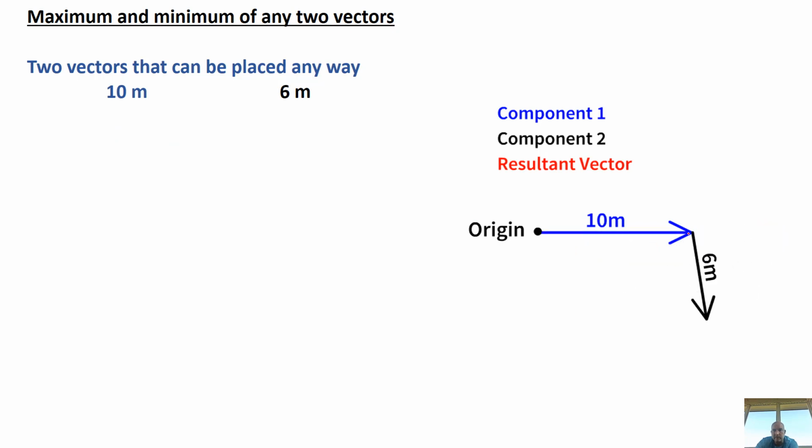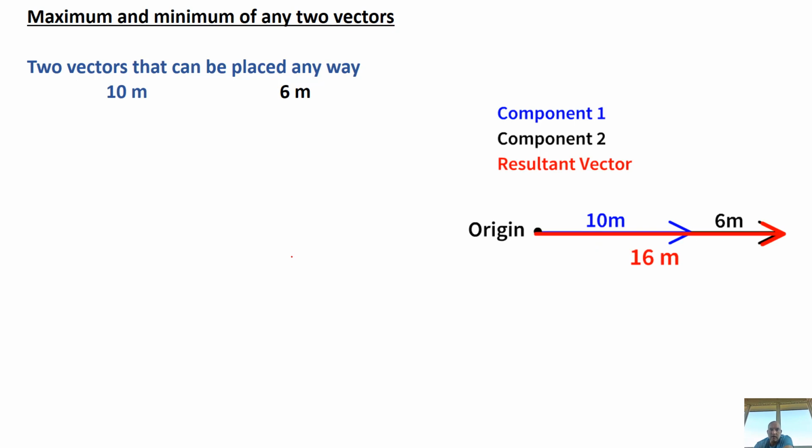If I have them going the same direction, take a look: when 10 and 6 are in the same direction, you get 16 meters. Whereas when I have them going opposite directions, I get a minimum distance, which would be 4 meters. Once again, if I could put them anywhere, depending on how I laid them down, right now this would be 16 meters east, and this one would be 4 meters east.